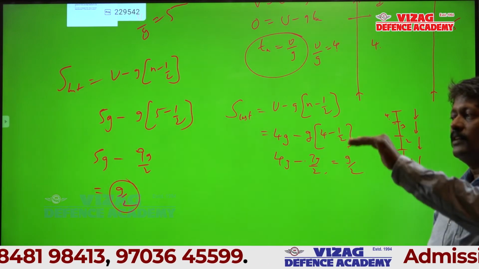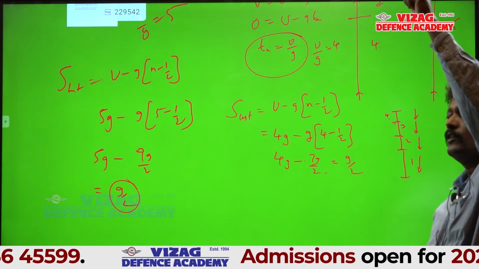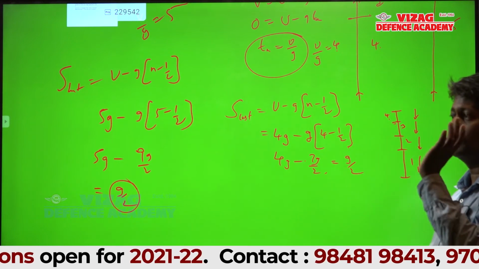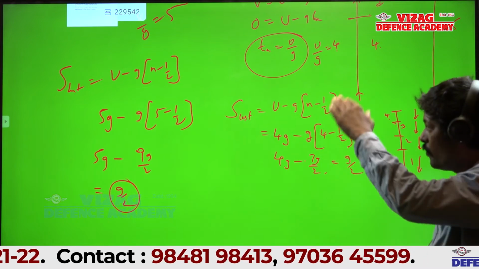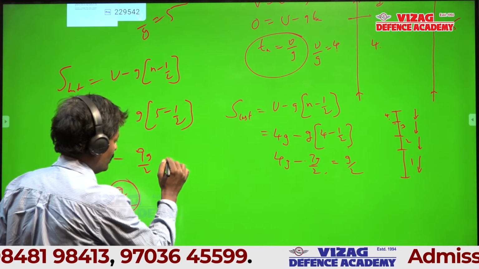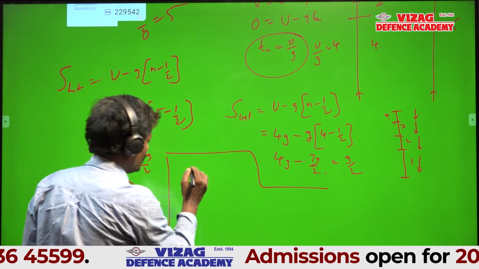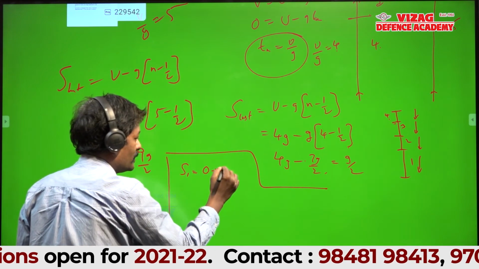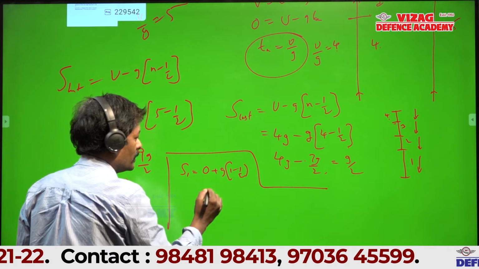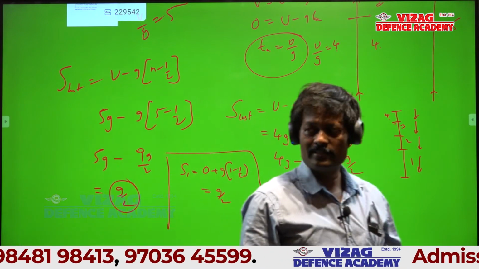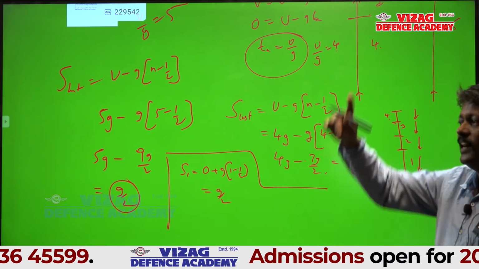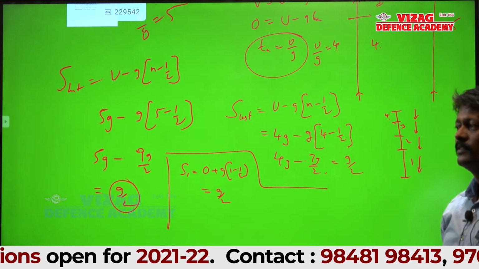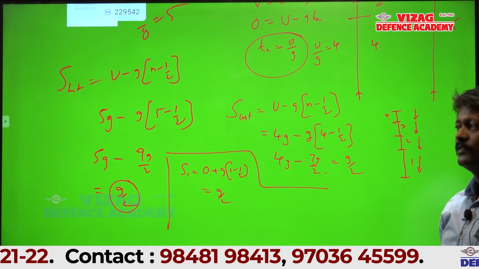That means the last second of ascent is the first second of fall. In the first second of falling, how much will you get? Let me write here. First second, S1. First second of fall, u is 0, plus g into 1 minus 1 by 2. See the trick there? The last second of ascent is the first second of fall. How much did we get? g by 2.